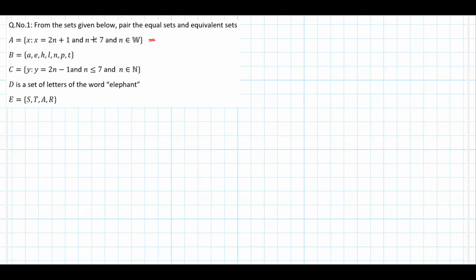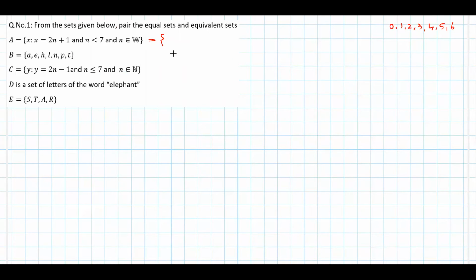So what are the possible values of n here? 0, 1, 2, 3, 4, 5, 6, right? So the possible n values are 0, 1, 2, 3, 4, 5, 6. Now plug these values into the equation x is equal to 2n plus 1 so that we get the values of x.